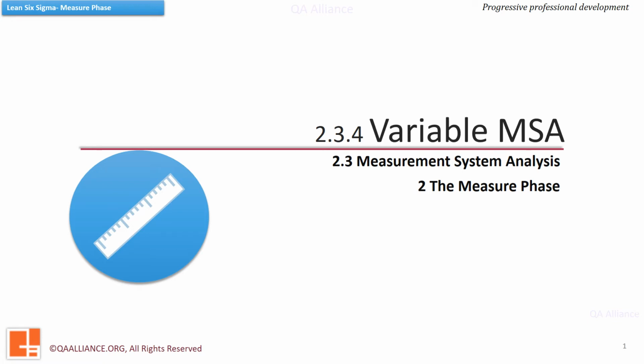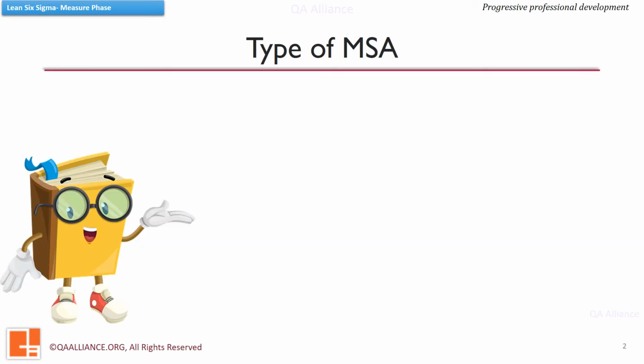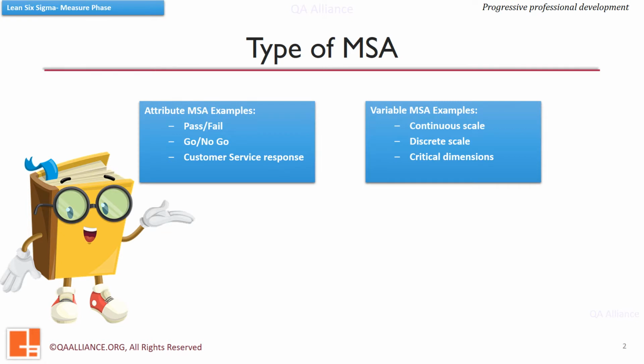Welcome back. In this lesson we'll see the basics of measurement system analysis that is used for variable data. Measurement system analysis is of two types: attribute and variable. As we know the types of data, depending on the type, we perform the analysis. For example, data like pass, fail, go, no go, customer service rating. These are attribute type of data. So we need to make use of the attribute MSA. While the data that is continuous or discrete variable, that should be analyzed with the help of variable MSA.